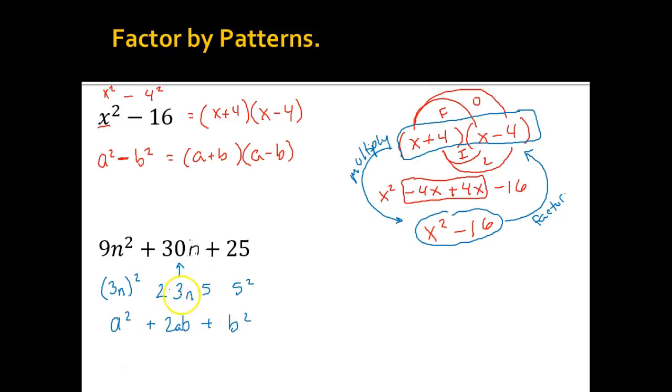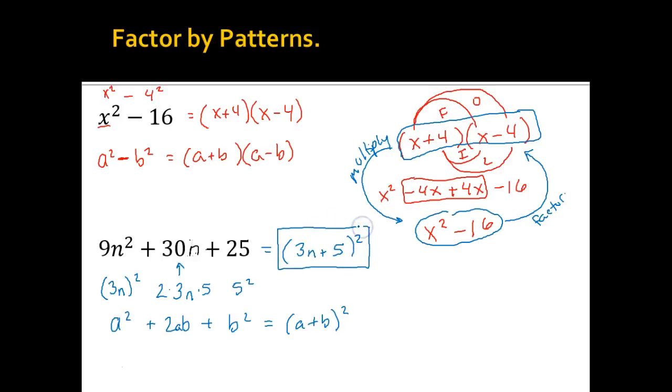So therefore our a is 3n, our b is 5, and the formula tells us that a squared plus 2ab plus b squared equals a plus b, quantity squared. So we can just fill that in. Now we know a is 3n, b is 5, so (3n plus 5) squared is our answer.